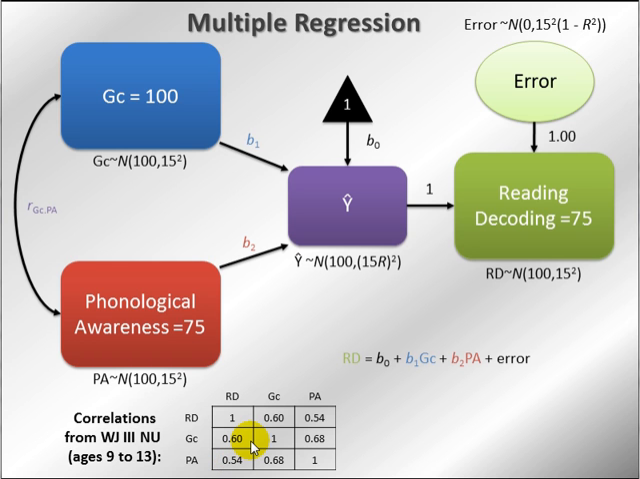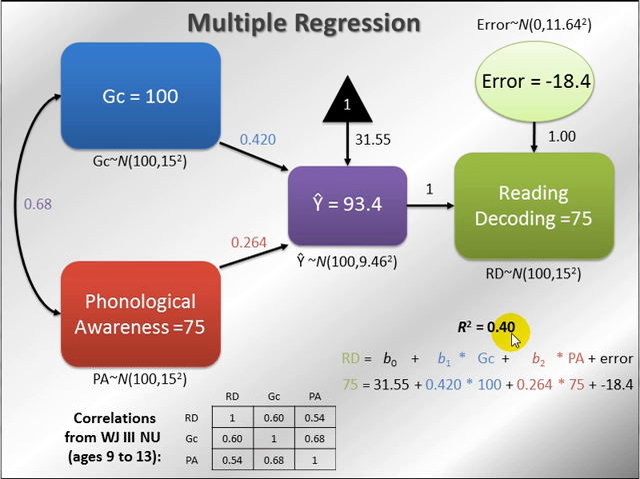Using these correlations and these means and standard deviations, we can estimate what the slopes and the intercept are. So the multiple R squared is 0.4, which means that 40% of the variance in reading decoding has been explained by these two predictors. Reading decoding for this individual is 75, the intercept is 31.55, here it is. The slope for GC is 0.240. For this individual, GC is 100. The slope for PA is 0.264 here. And this individual has a 75 in PA.